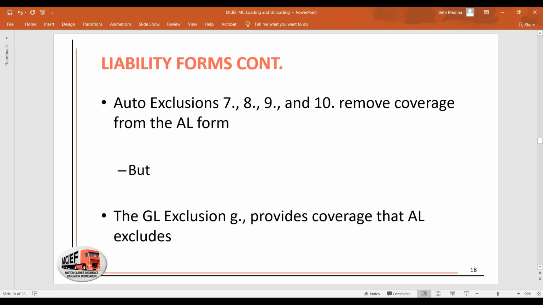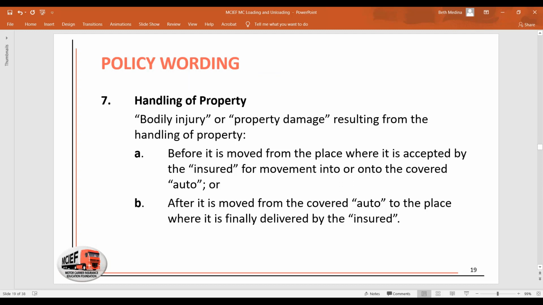And so this is how it works. The GL exclusion G does not exclude what the auto policy excludes in 7, 8, 9, and 10. So this is how they work together. Let's review some of this policy wording. This is in the auto liability policy.